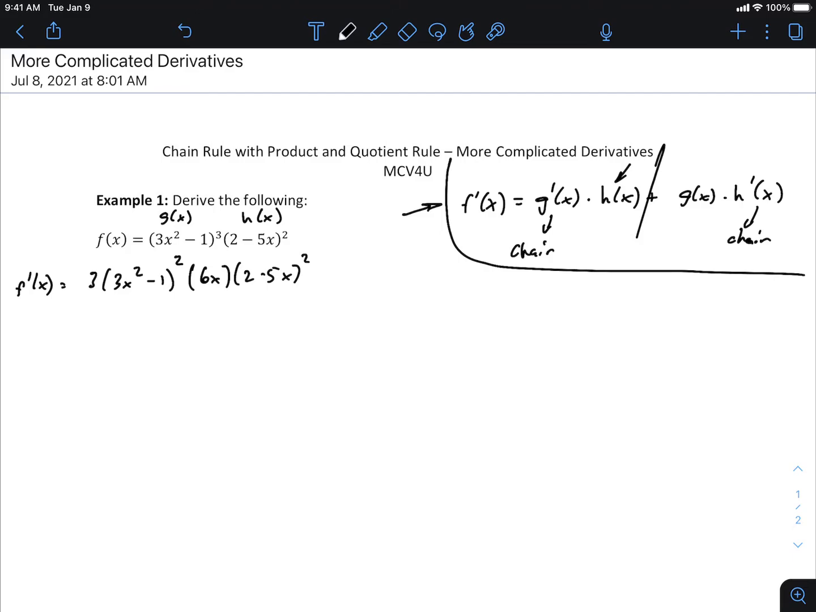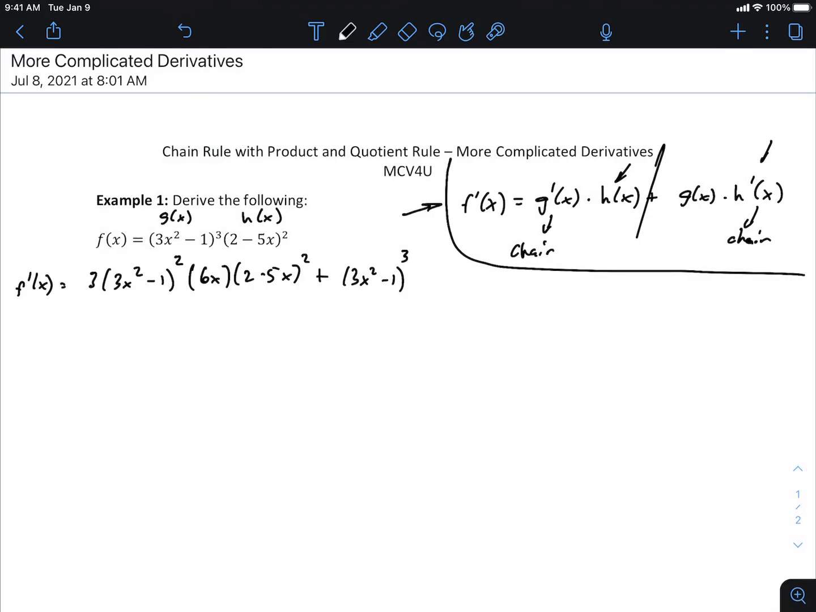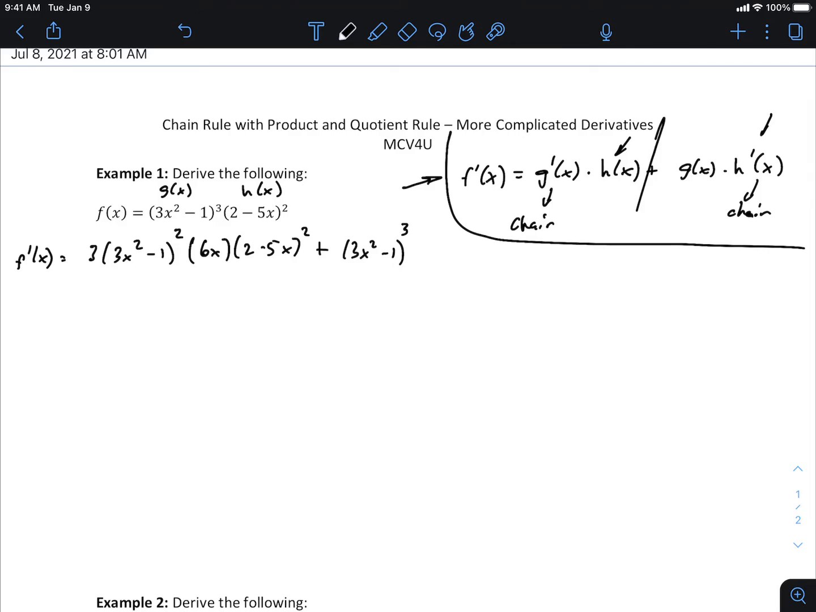Now I have to do the second half. Well, the second half tells me I have to take the original g of x function, so write that down: x squared minus 1, cubed. And now I have to calculate the derivative of h of x. Same thing, we're going to apply our chain rule. So we're going to multiply against 2 times (2 minus 5x) to the power of 1, and then multiply by the derivative of the inside, and the original h of x function, 2 minus 5x squared.